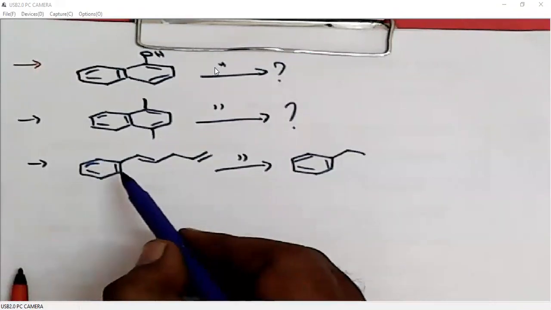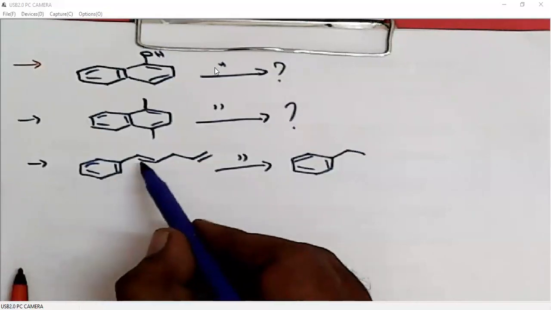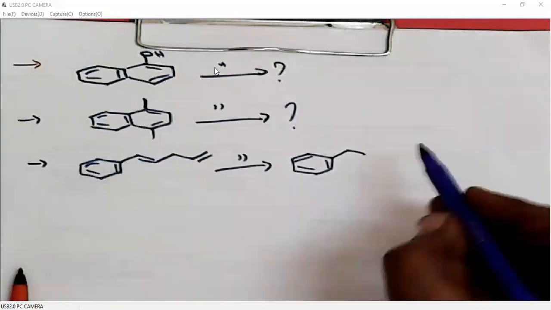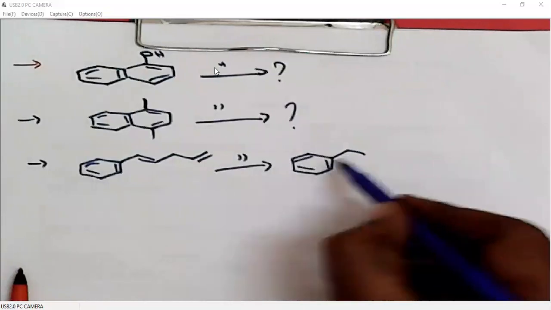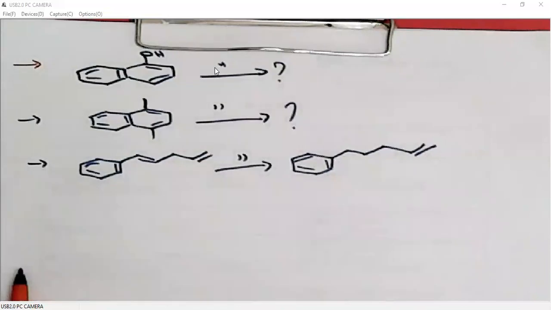Otherwise, in a simple 1,3-butadiene, one of the double bonds will undergo reduction and the other double bond will undergo isomerization. So here it is not possible to isomerize it, so I am not writing the isomerization. And this double bond will not undergo reduction. It is an isolated double bond.